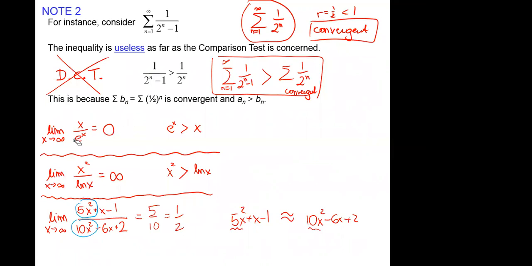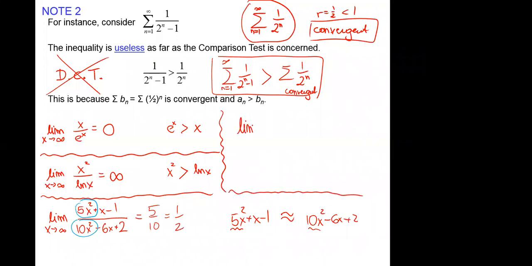0 indicates that the denominator is faster. Infinity indicates that the top is faster. If we're getting a finite number, different than 0, positive, of course, in this case, then we can say that both of them behave the same. Okay, that means you're probably guessing what the limit comparison is.